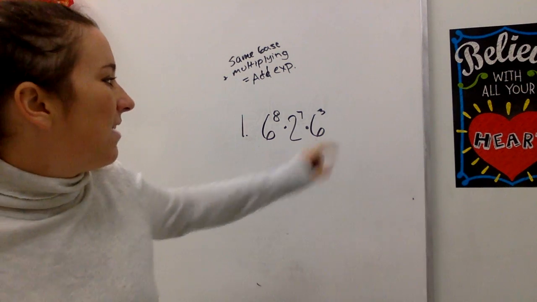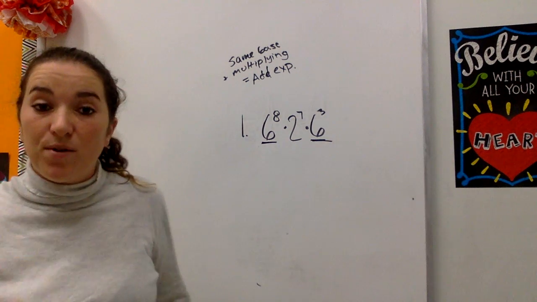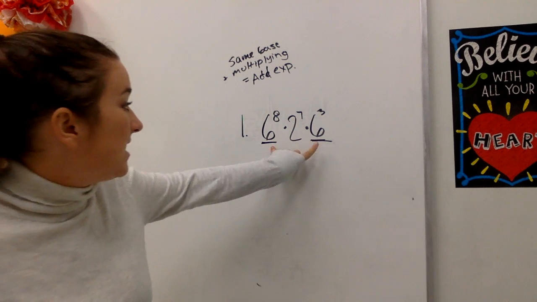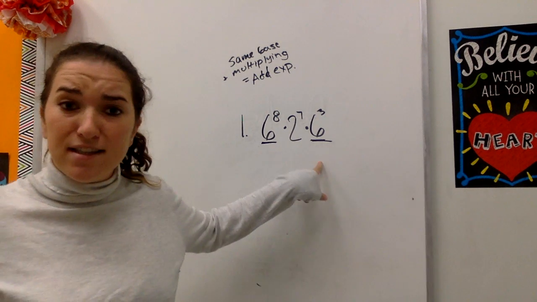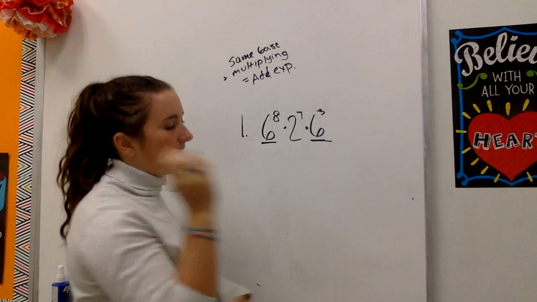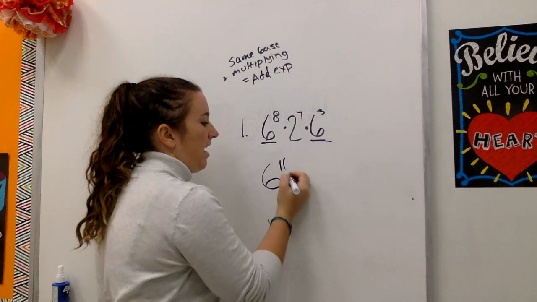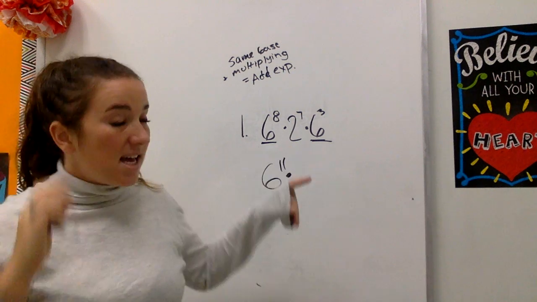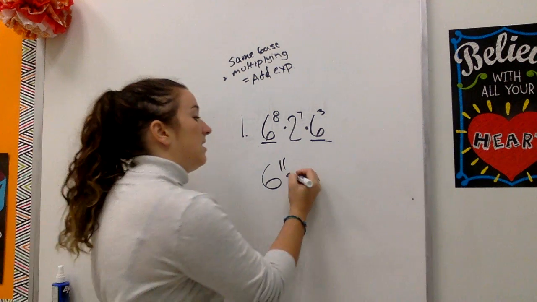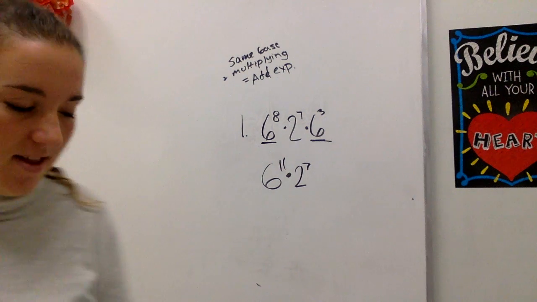And I continue looking at the problem and I see, okay, I have two terms right here that do have the same base. So that tells me I have 8 sixes and 3 sixes. So how many sixes do I have altogether? You have 11 sixes altogether. And then I can't combine my 6's with my 2's because those are different bases. So I can just multiply 6 to the 11th times 2 to the 7th.